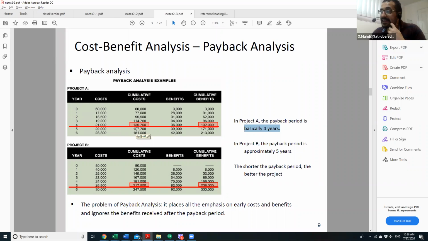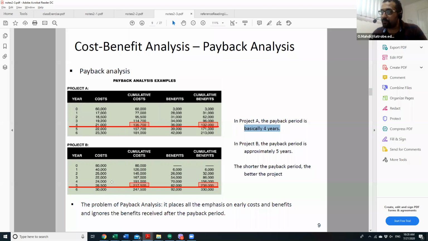Now, why didn't I say, for example, 4.3? Look at 4.3. The cumulative cost is 114,000, while the cumulative benefits is 96,000. They are relatively far away. They are not close to each other, or they are not equal.